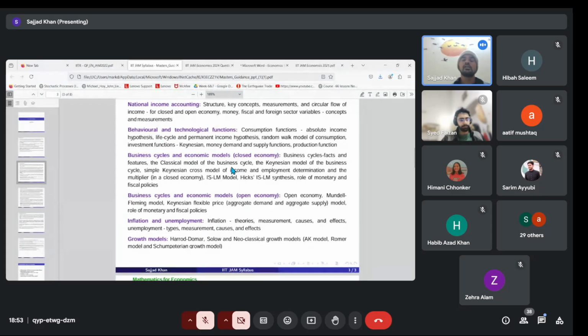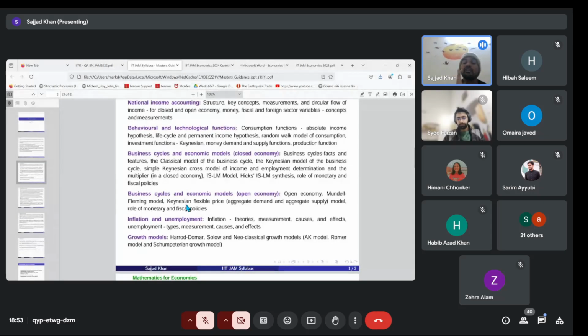In this they ask about the Phillips curve, the long run and short run Phillips curve. What is the difference, and this difference is due to what factor? And in continuity, new classical economics is also asked, like the Lucas critique, which is the most important in this business cycle and economic model. They also ask about the Mundell-Fleming model, and then the Keynesian flexible price model.